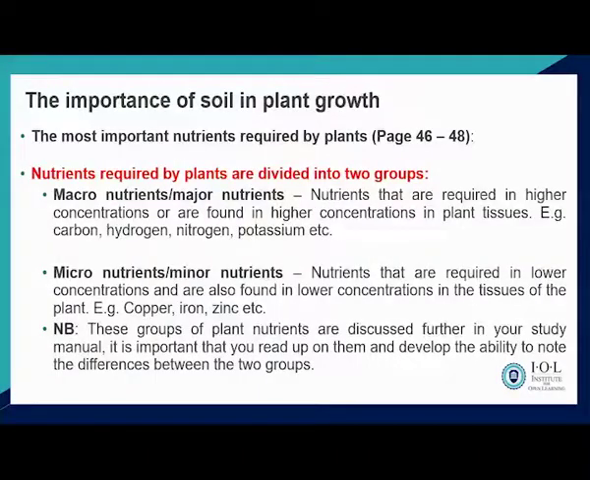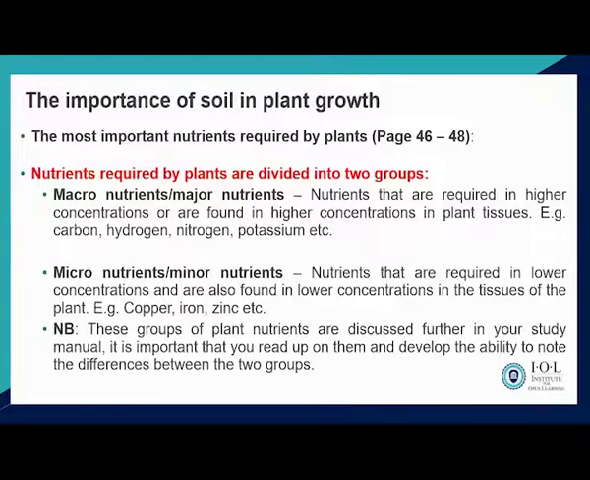Still on the topic of soil, importance of soil in plant growth, below are some of the important nutrients that are required by plants. For them to thrive, they require several nutrients. And these are divided into two groups. So we have macronutrients or major nutrients, and then the other group is that of micronutrients or minor nutrients.